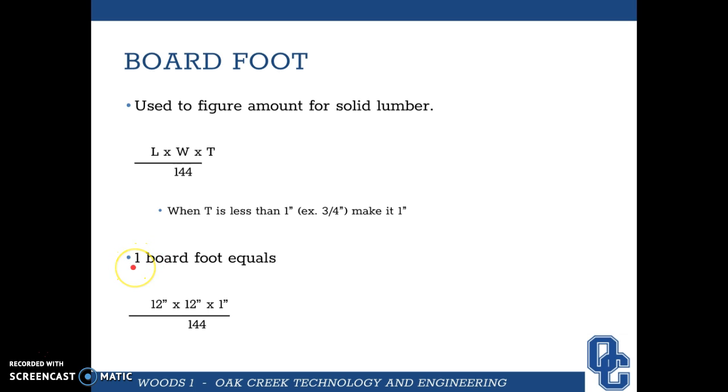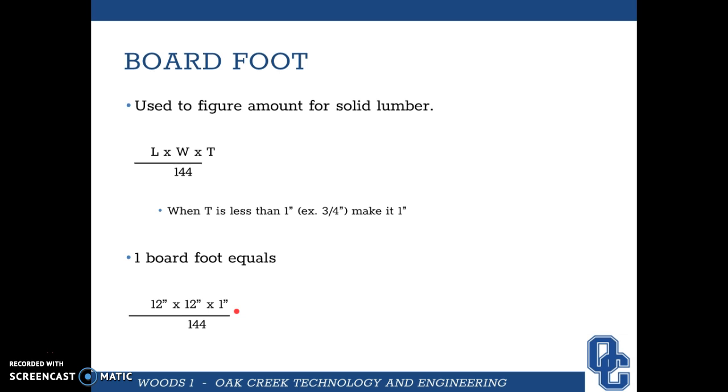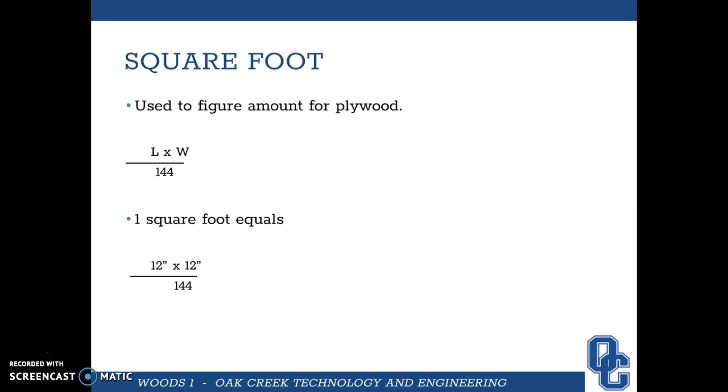So if we look over here, one board foot equals 12 inches times 12 inches, which is 144 inches, times 1 inch. So you have your length, your width, your thickness right there. That's 144 inches. Divided by 144, that's going to give us 1. Very simple to figure out. We will have more examples here shortly.